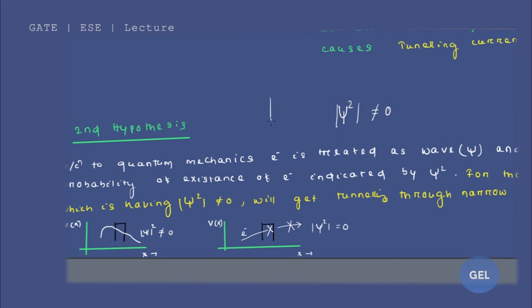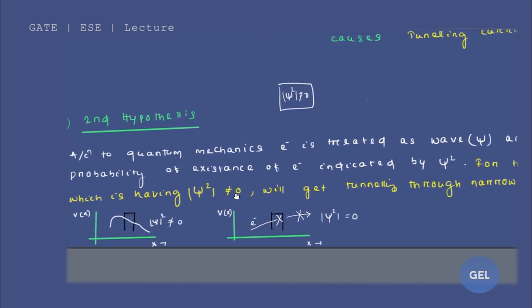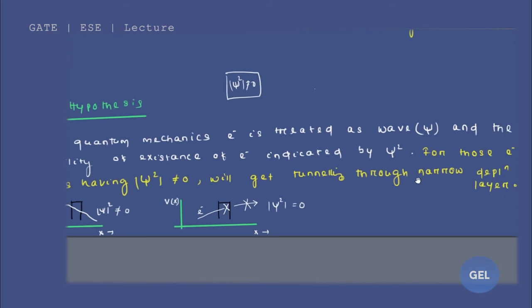If in this space your psi square is not equal to zero, that means electron exists in this area. You got this point? That means electron exists. So the existence of electron is indicated by psi square. So those electrons which have psi square not equal to zero will get tunneling through the narrow depletion layer.